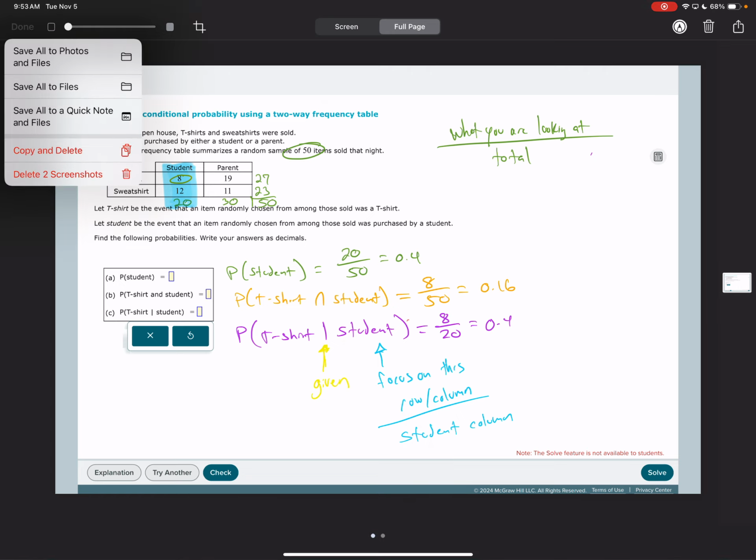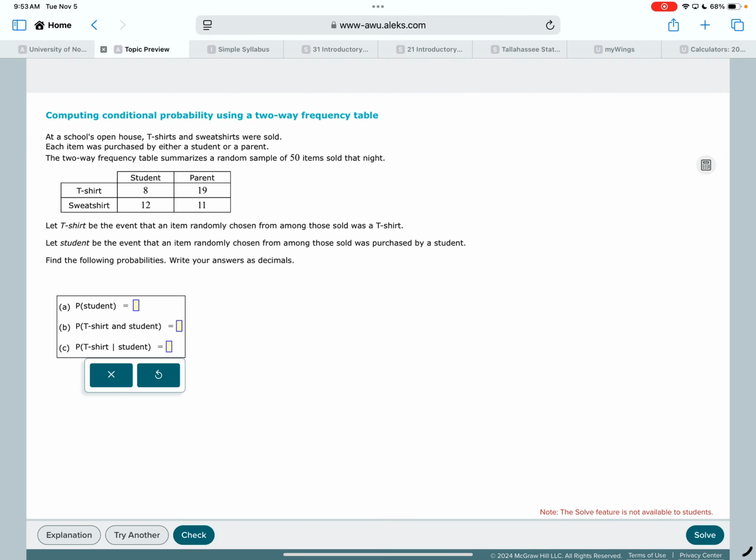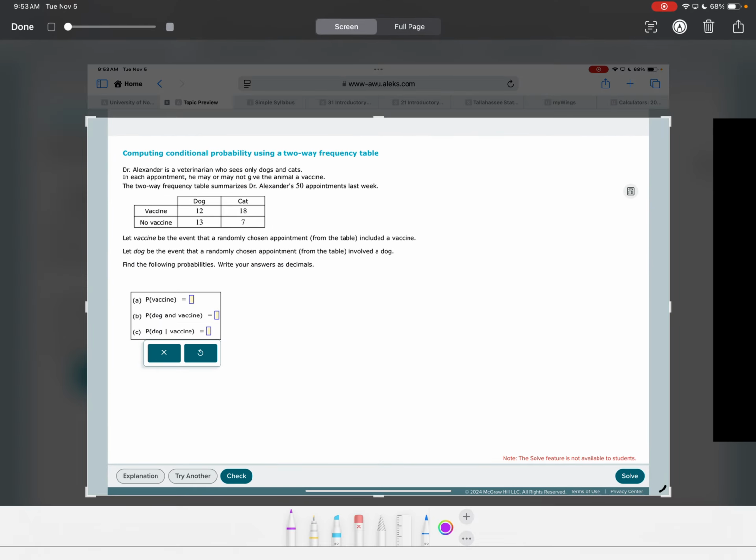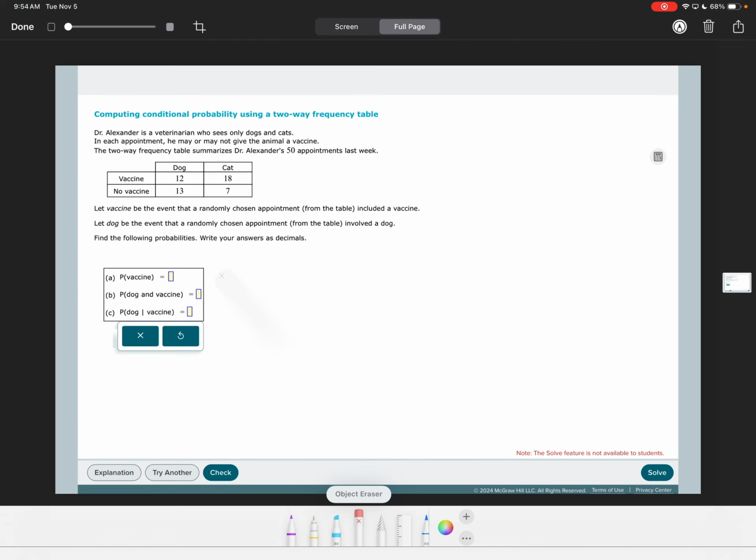Let me save this real quick and I'll do another one, because I want to do a row to show you. That was a column. We need to do a row. So on this one, again, I would go ahead and write down the totals or have the totals ready to go. So this is 30, this is 20, add these up, that's 25, that's 25, so that's 50. So we're looking at dogs and cats and whether they're vaccinated or not. So the probability of a vaccine would be how many total vaccines were there? There are 30 out of 50, so that's 60%.